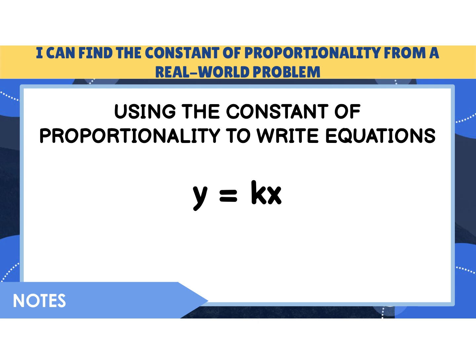And we're going to use this constant to write equations, and our formula for that is y equals kx, where the only thing we're going to change in this equation is k, which is the constant. So whatever we find as our answer, we're going to take out that k and substitute in our number.